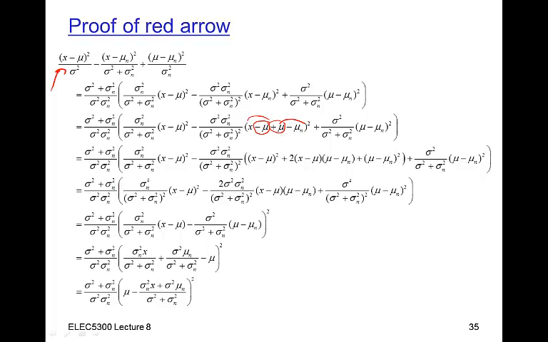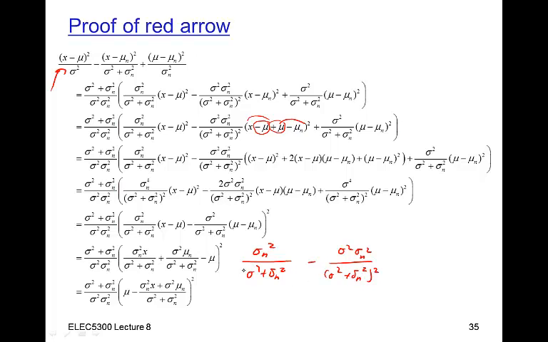Now what I can do is combine terms. So when I combine terms, I want to combine the coefficient of this x minus mu squared with this coefficient here. And so when I do that, just do it quickly here, sigma n squared divided by sigma squared plus sigma n squared, minus sigma squared sigma n squared, plus sigma n squared quantity squared.